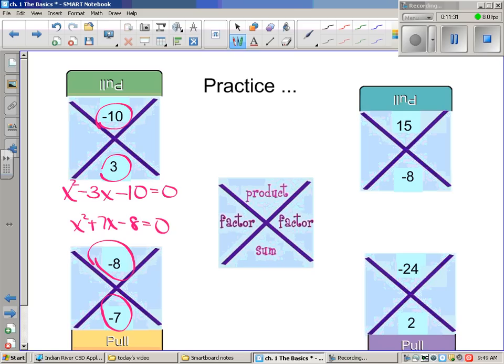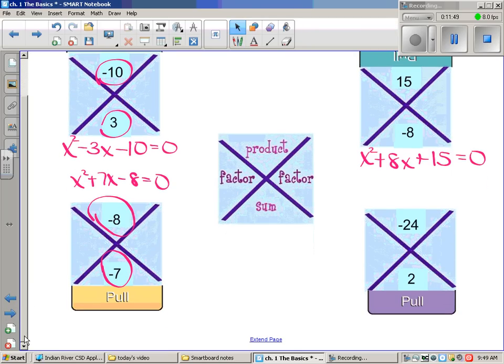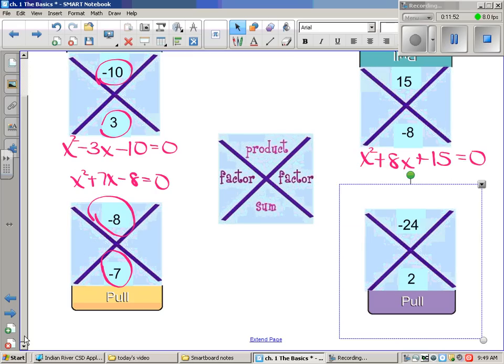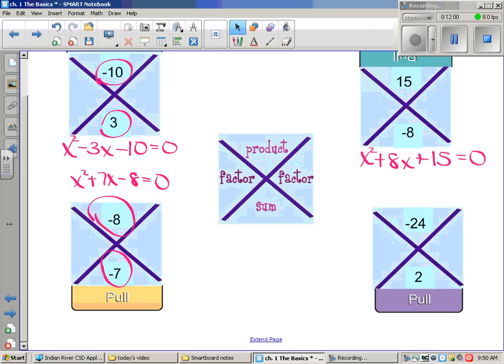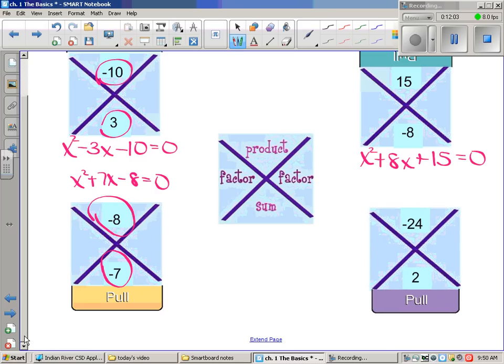All right, a couple more. Next one, what would this one be? Hopefully you did. In fact, remember to change that sign. And if you did, then you would have had the same answer as that, x squared plus 8x plus 15. And then the last one here that you see, if I pull it down, you can see what you should have. You should have x squared minus 2x minus 24 equals 0.